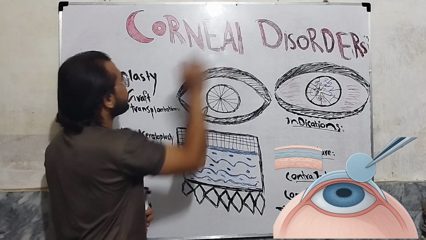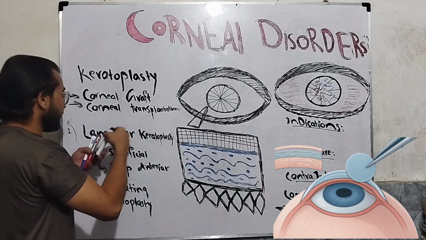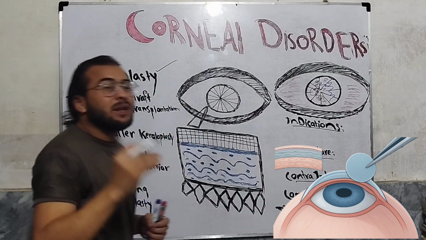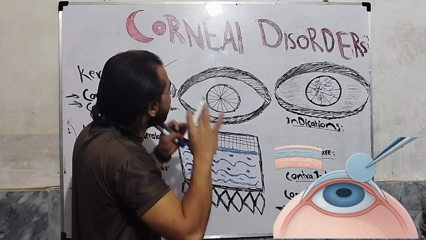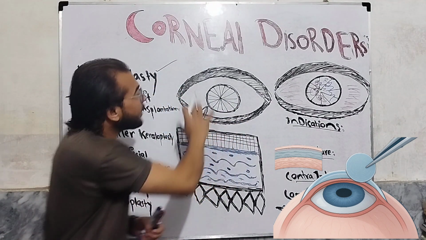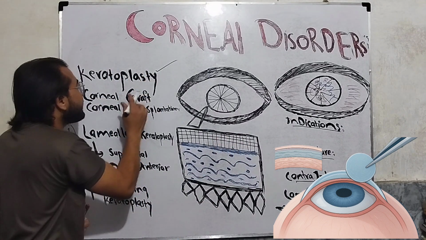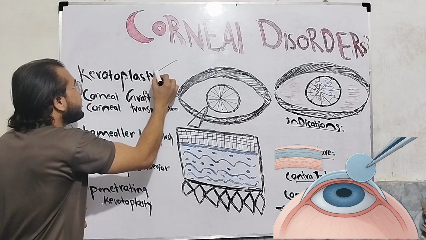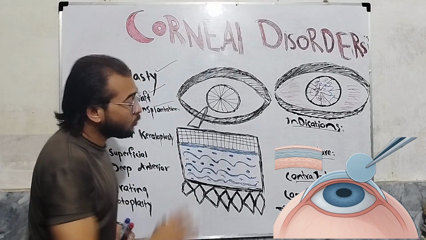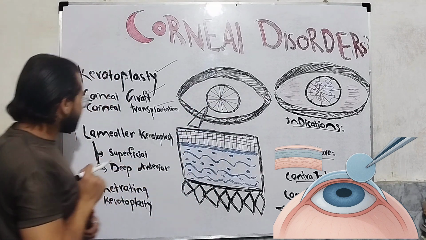Now, for the corneal disorders, we have some surgical procedures called keratoplasty. So, what is keratoplasty? Keratoplasty means the replacement of the corneal layers or the whole cornea. It is also called corneal grafting or corneal transplantation. We only replace the diseased layers or the whole cornea.